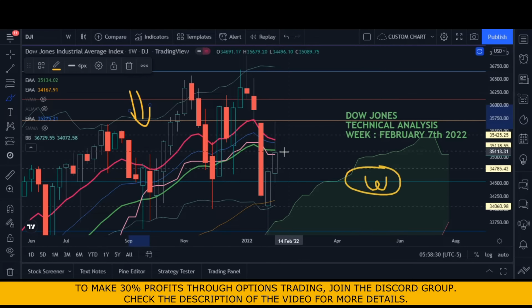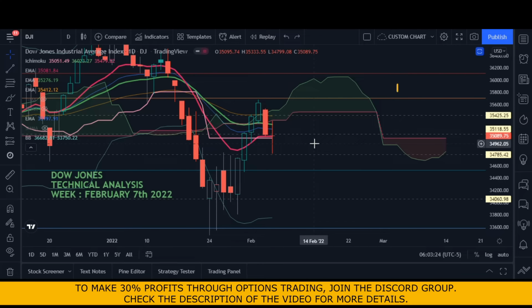Okay, now let's move on to the daily chart to see exactly what is going to happen on a day-to-day basis, like Monday, Tuesday, Wednesday, and for the rest of the days, how the market is going to react, what will be the conditions for it to fall, what will be the conditions for it to move up. So let's move on to the daily chart.